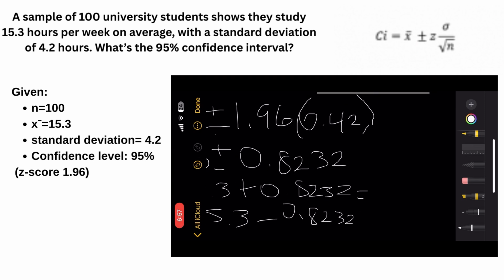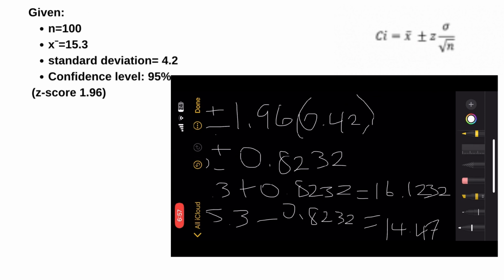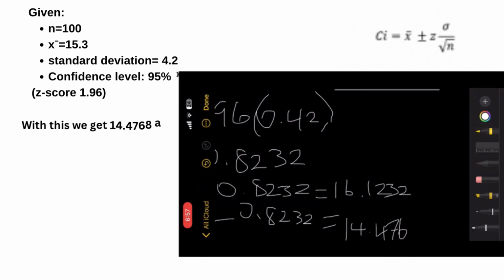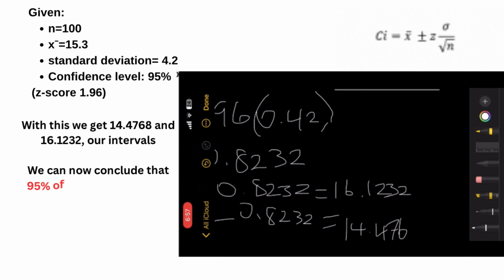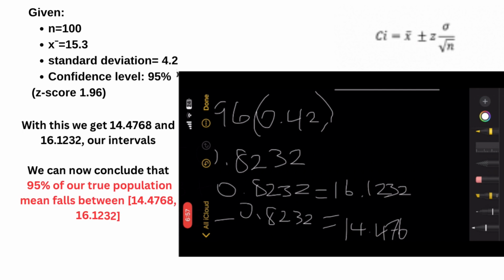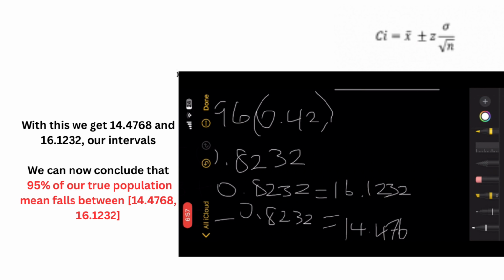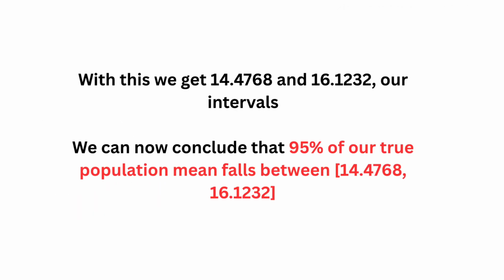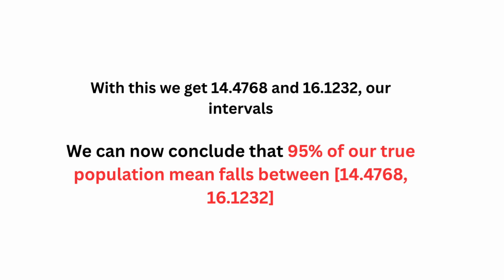This sums up to 15.3 plus and minus 0.8232, which is our margin of error. With this, we get 14.4768 and 16.1232, our interval. We can now conclude that 95% of our true population mean falls between the interval 14.4768 and 16.1232.